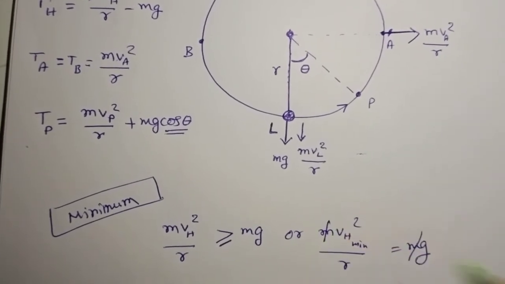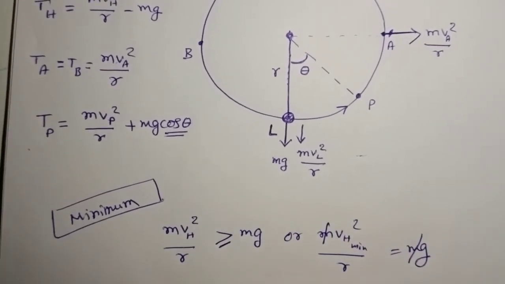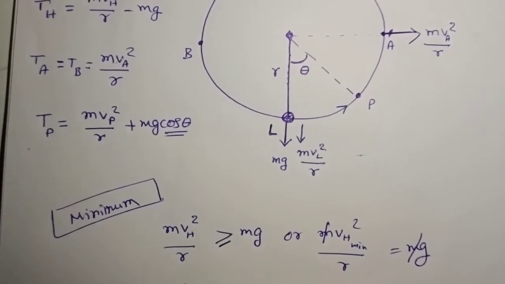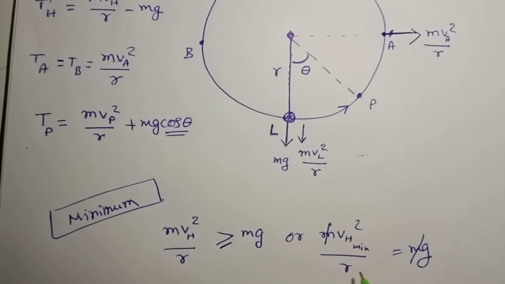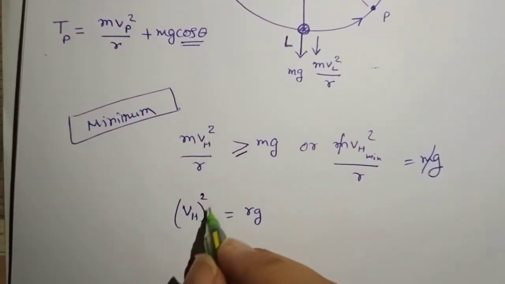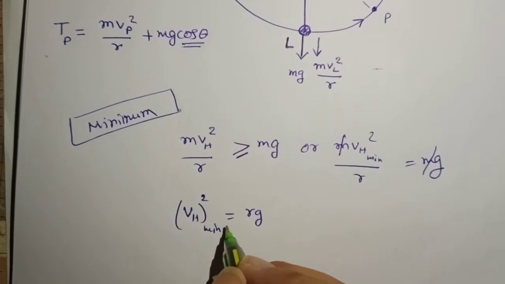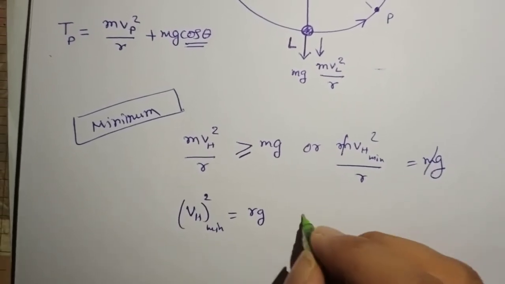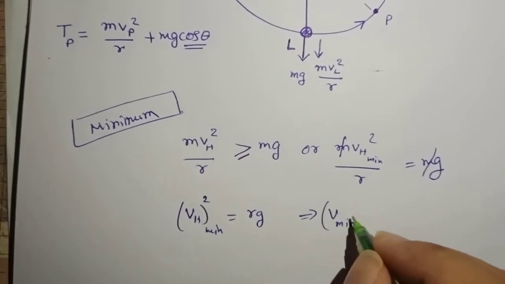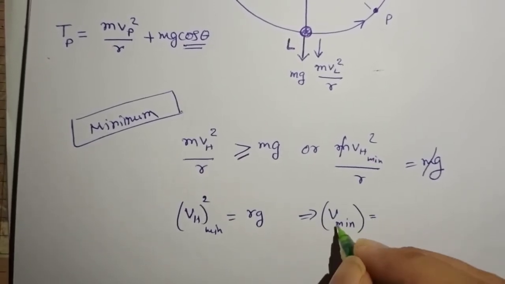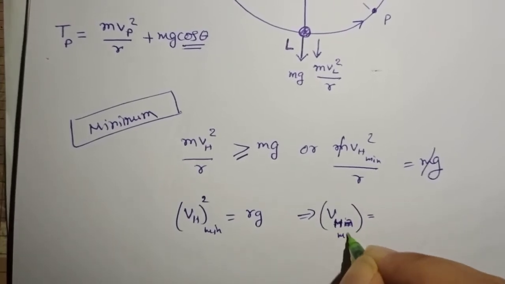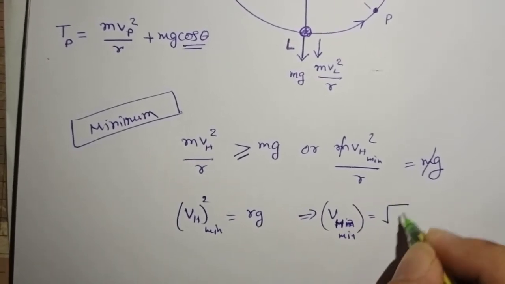What happens? m gets cancelled, so vH square minimum is equal to rg. This r will go here. So vH square minimum equal to rg, or the minimum velocity a body should have at the highest point, vH minimum, is equal to root rg.